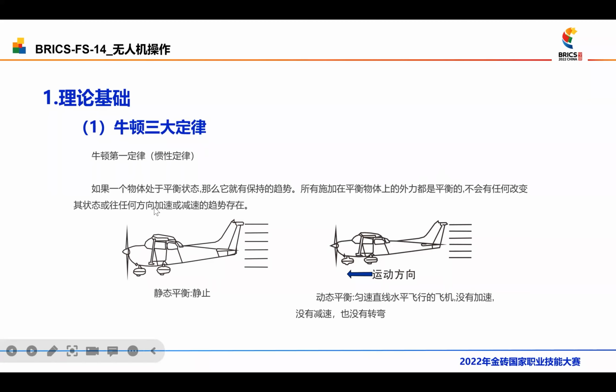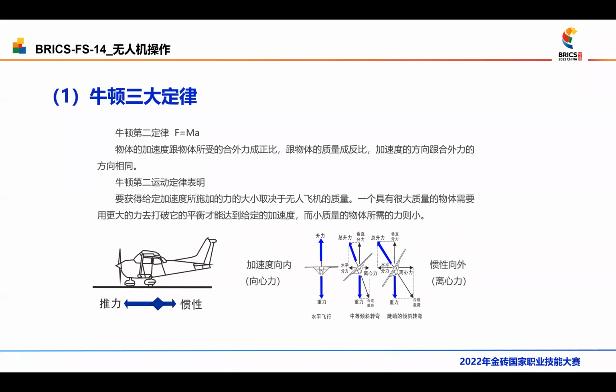All of the external forces applied on the equilibrium object are balanced, and there is no tendency to change its state or to accelerate or slow down in any direction. It consists of static balance and dynamic balance. Dynamic balance refers to a plane flying at a constant speed in a straight line without acceleration, deceleration, or turning.